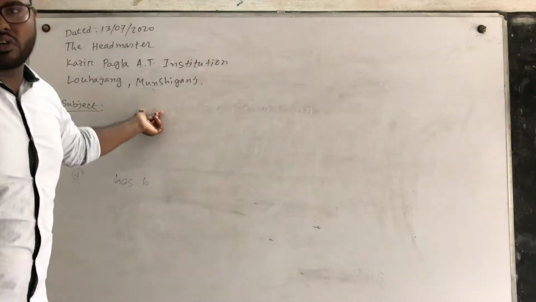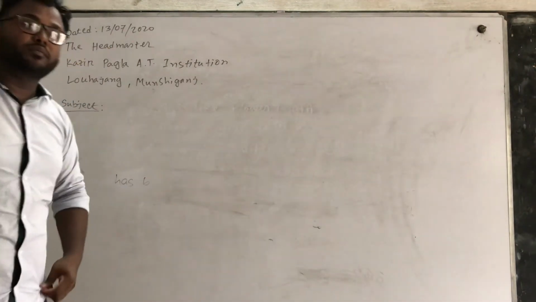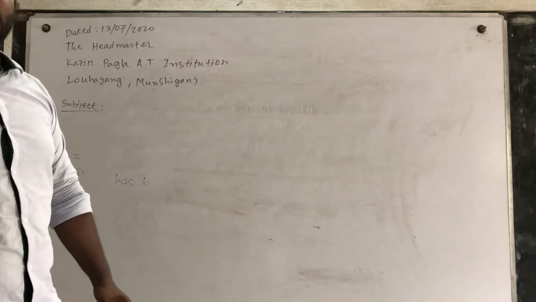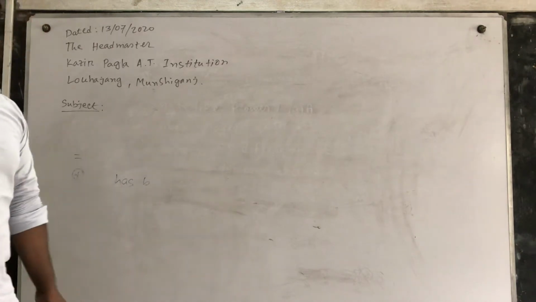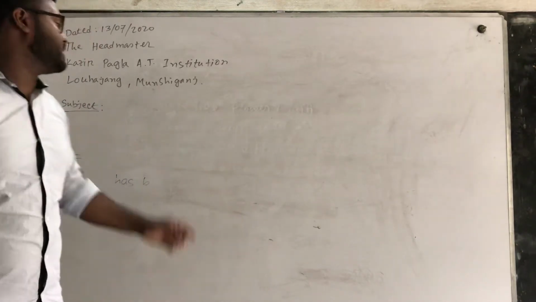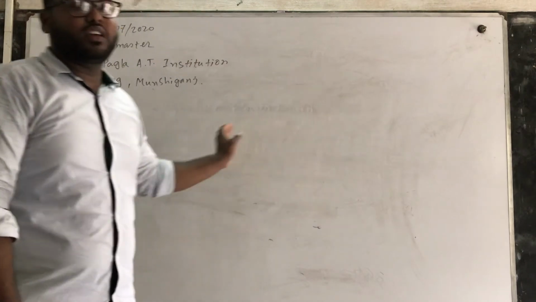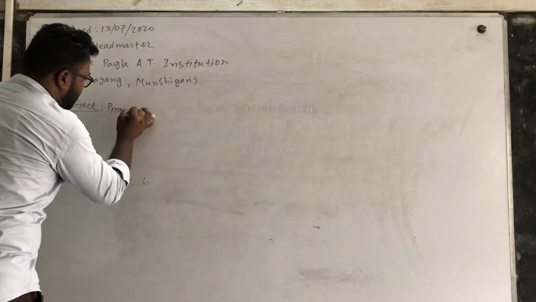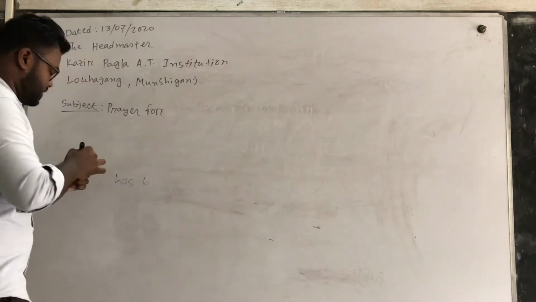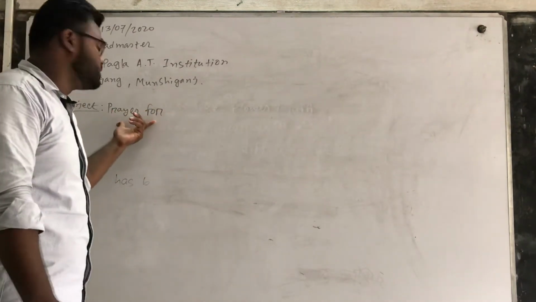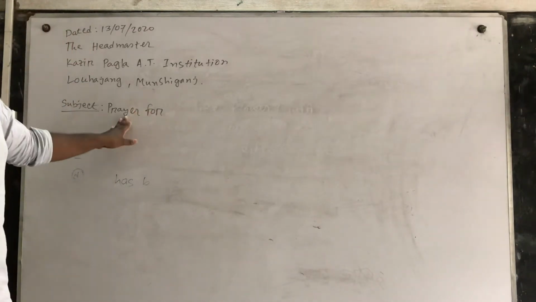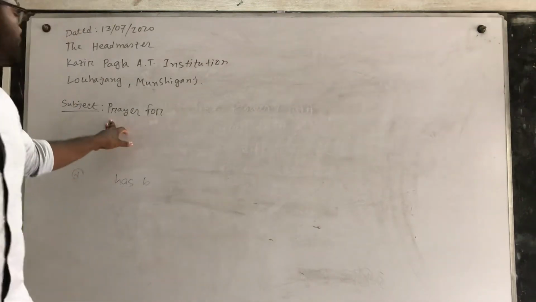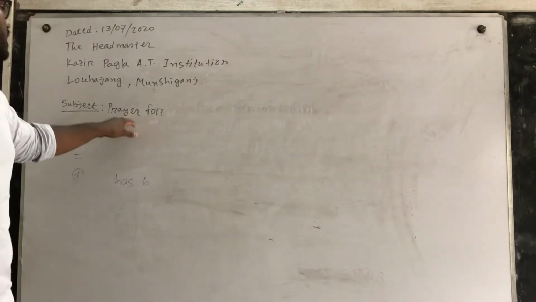What will be the subject? We don't know. The subject may be anything directed in your question paper or syllabus. Whatever is directed there, you will write as the subject, starting with the words "Prayer for". Whatever you write about the subject, at first you need to write this particular phrase, "Prayer for", because it is an application. You are praying to your headmaster.